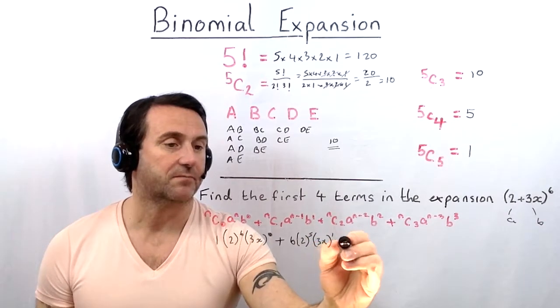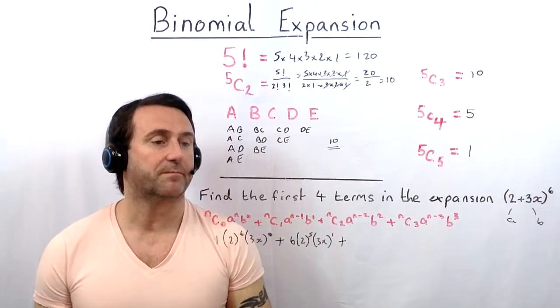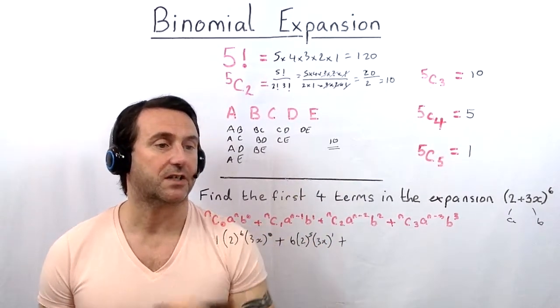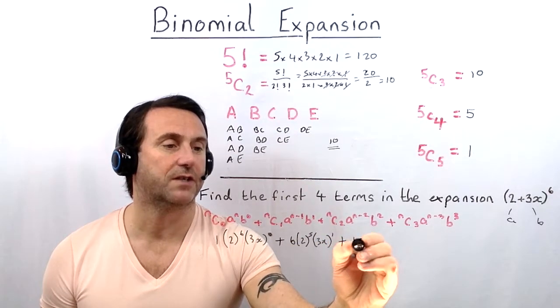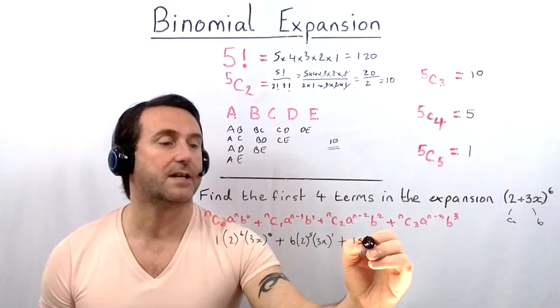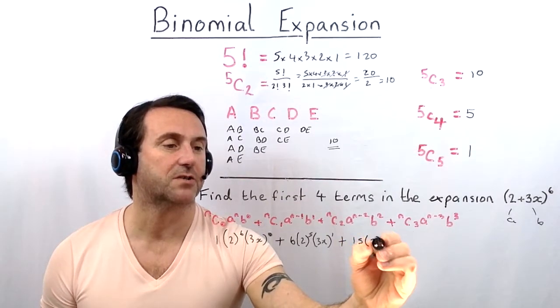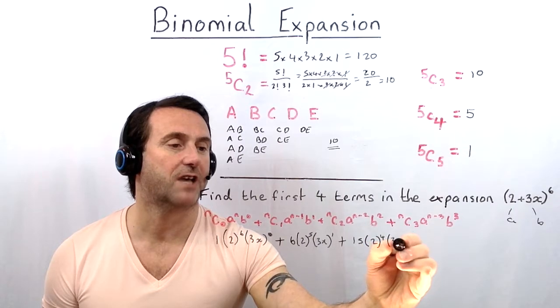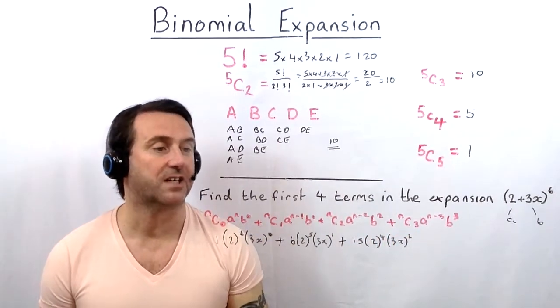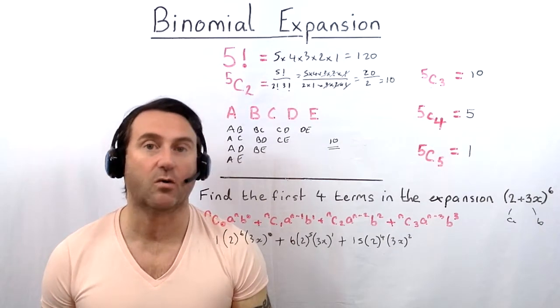That's our second term. Our third term here, we're going to type in 6C2. That's going to give us an answer of 15. We multiply that by 2 to the n minus 2, which is 2 to the power of 4, multiplied by 3x, and we're going to square it. Note that I'm putting the 3x in brackets so that I make sure I square the whole of the 3x there.